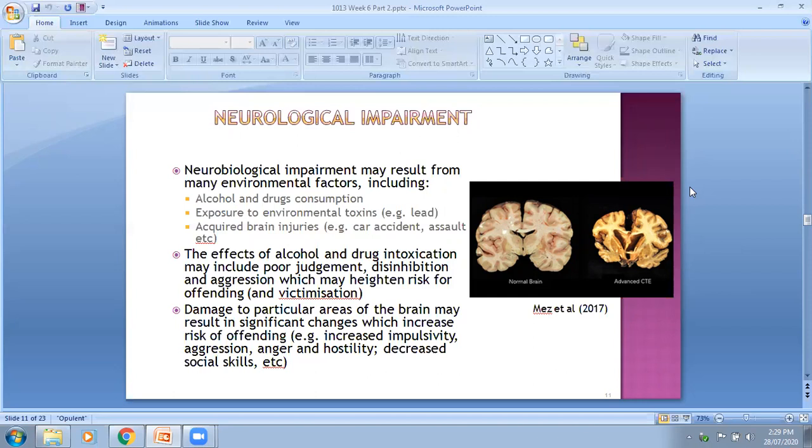But this is an individual level theory. So the effect of acquired brain injury is going to be different from one person to the next. And this is where your neuropsychologists come in to work with these people.